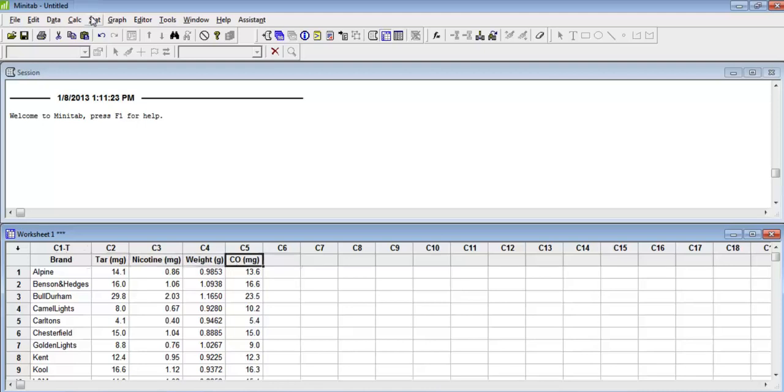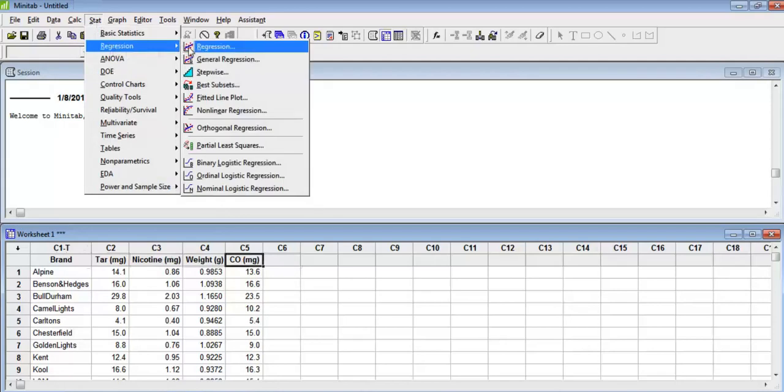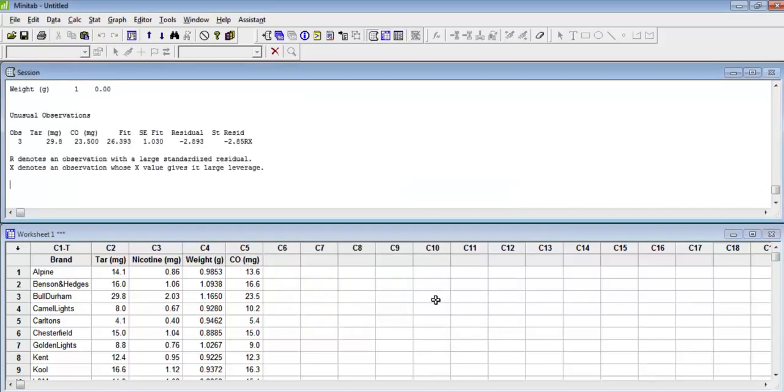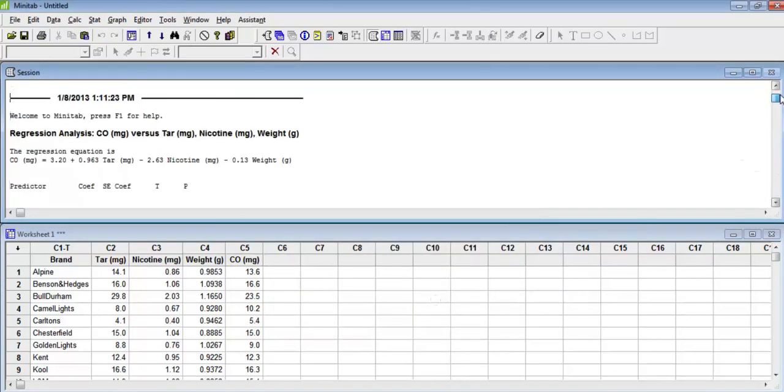To generate this model, click on Stat, Regression, Regression. Now we enter our variables. Our response, or dependent variable, is CO. Click Select. And our predictors are tar, click Select for each, nicotine, and weight. If we click OK, Minitab will generate an output that also provides a regression equation.